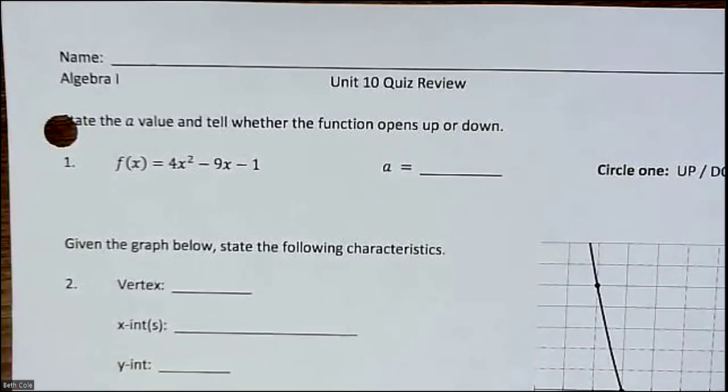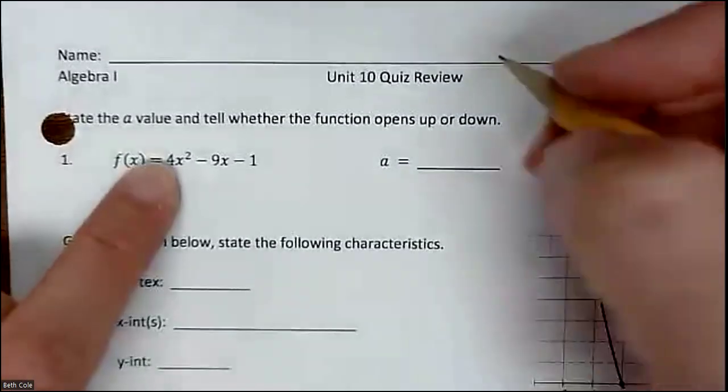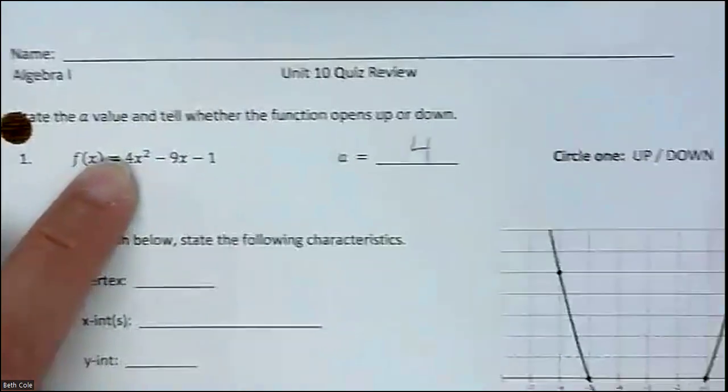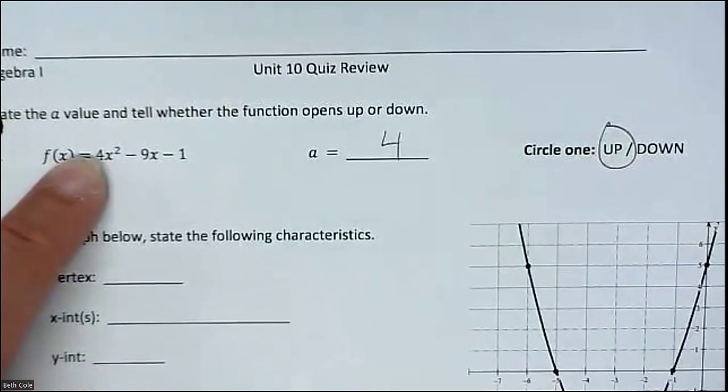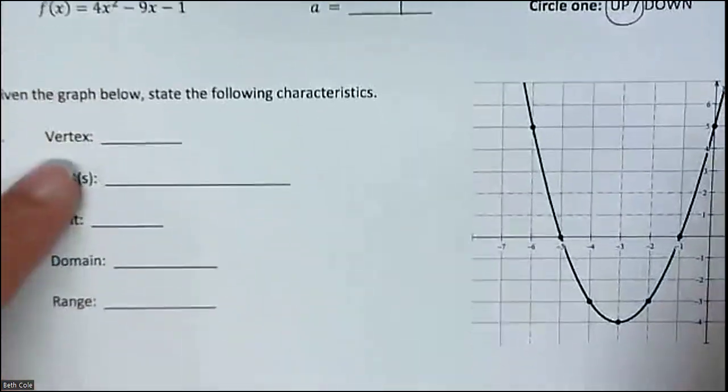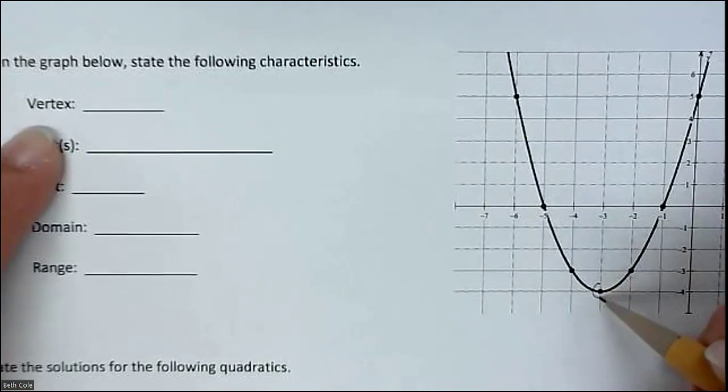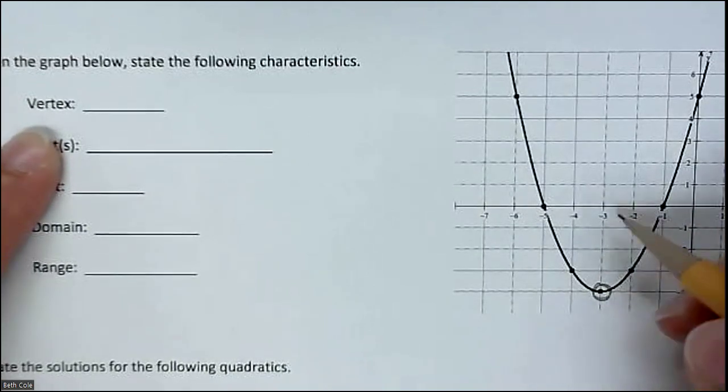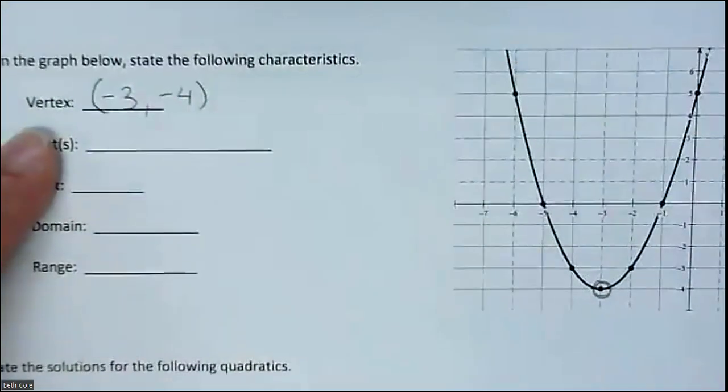So what did you put for A for number 1? 4. Good. 4 is positive, so up. Good job. All there is to that. All right, the vertex is this point right here. That would be, yep, -3, comma, -4.